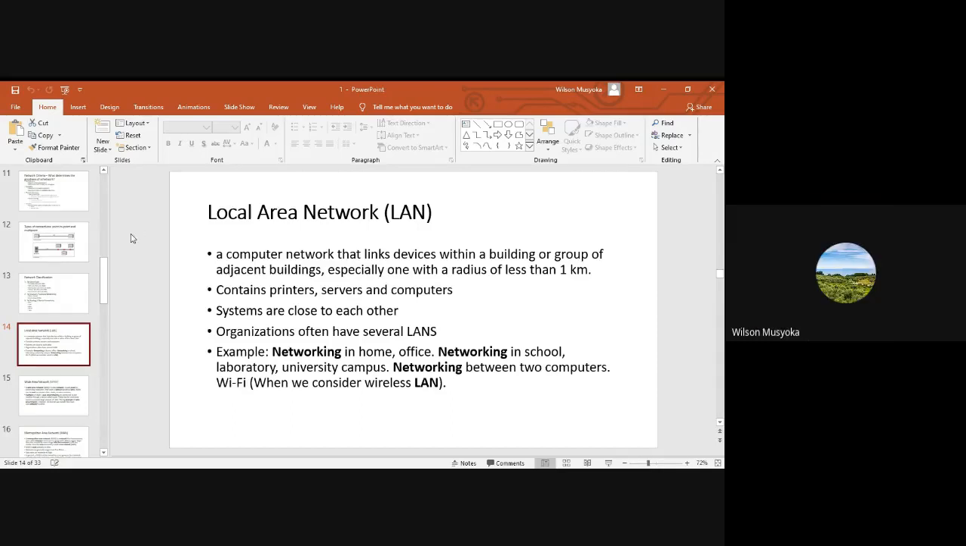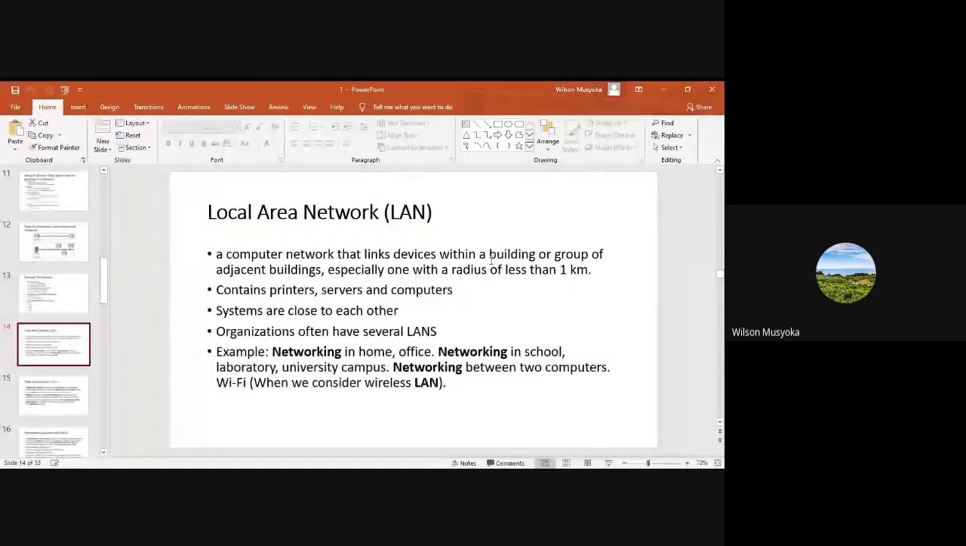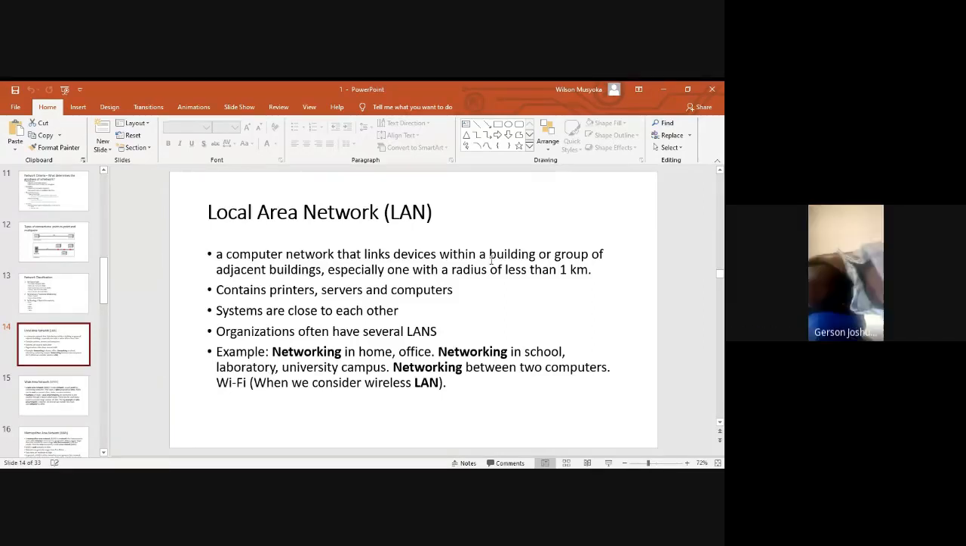So a local area network will consist of a few devices, but all of them will have to be connected within a radius of less than a kilometer. That is the basic description of a local area network. It covers an area of less than a kilometer. The systems are close to one another, and most likely that network belongs to one organization. So it could be an office, a school, a laboratory, or anything. Cables can be used to connect, or Wi-Fi can be used because the devices are close to one another.